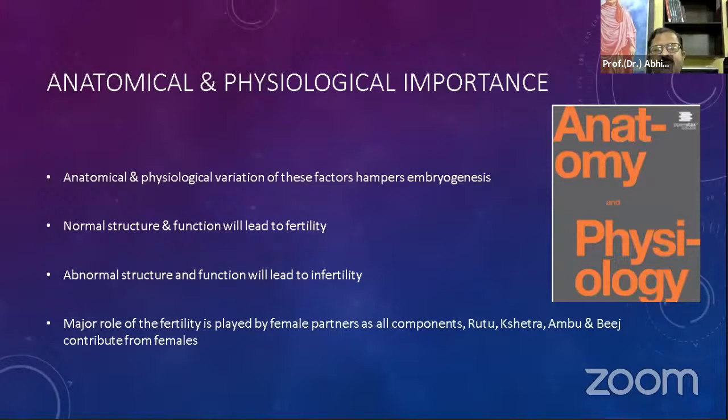We learn anatomy for seeing the things that either they are normal or abnormal. Unless and until we are able to identify the normal things, we would not be able to differentiate between the normal and abnormal. So anatomical significance is there that the Rutu, Kshetra, Ambu, Beeja should be anatomically perfect. Their structure, shape, size, everything should be as required for embryogenesis.